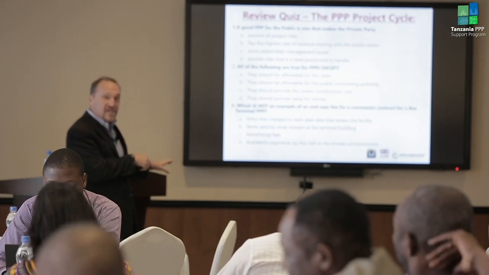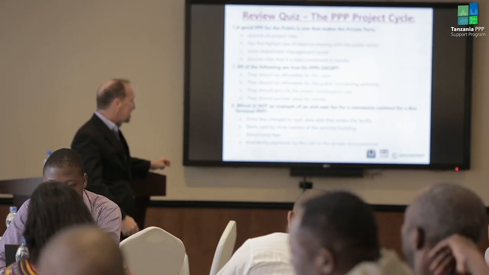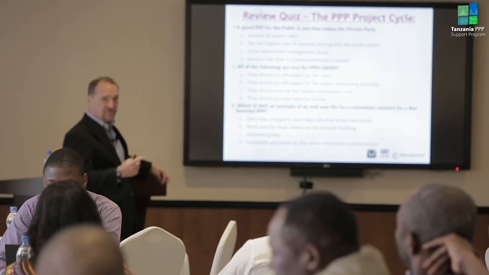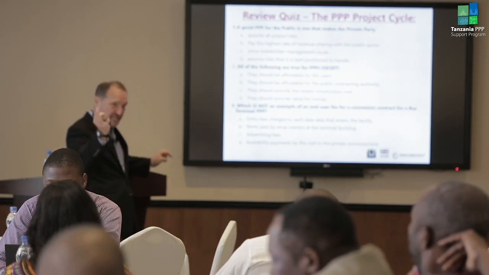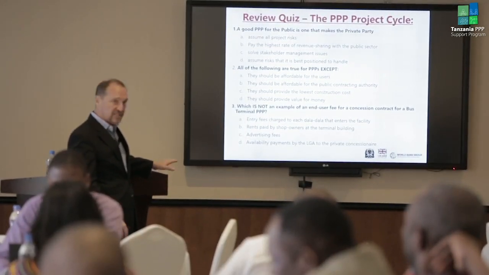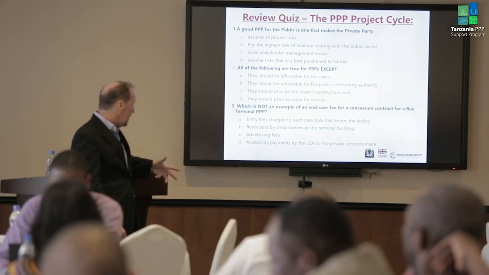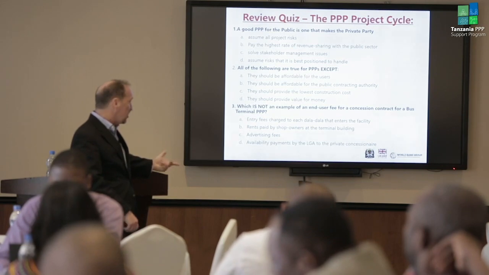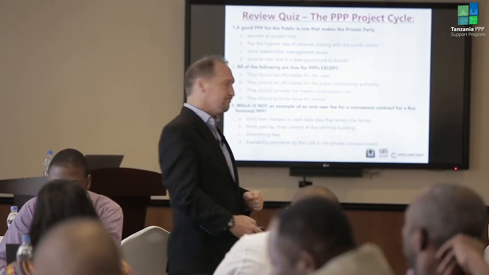Okay, number 3, seeing if you're paying attention. Which is not an example of an end user fee for a concession contract for a bus terminal PPP? Is it A, the entry fees charged to each dollar that enters the facility? Is it B, the rents paid by shop owners at the terminal building? No. Is it C, advertising fees? No. Or is it D, availability payments by the local government authority to the private concessionaire? It is D. Correct. That is not an end user fee, it's an availability payment.